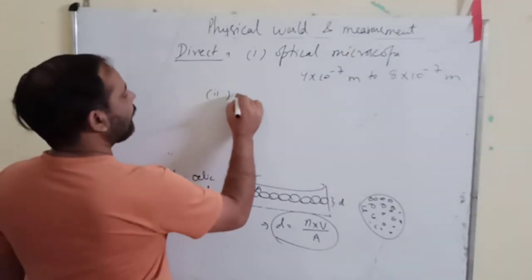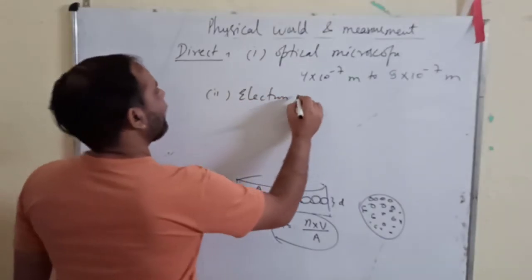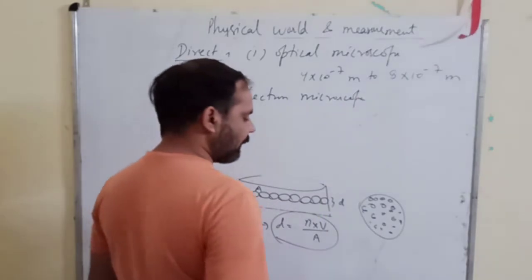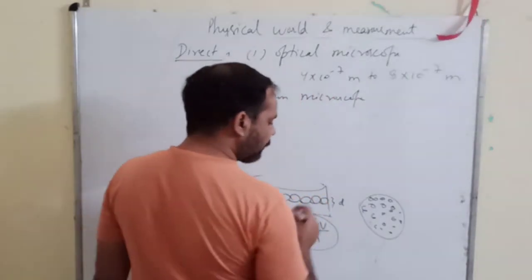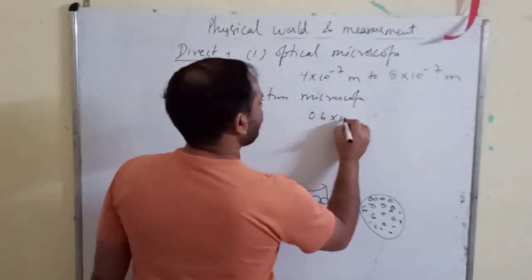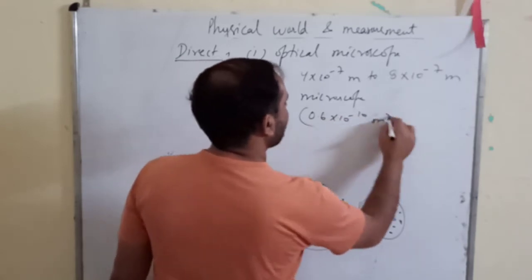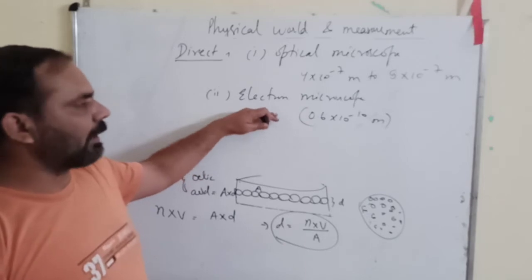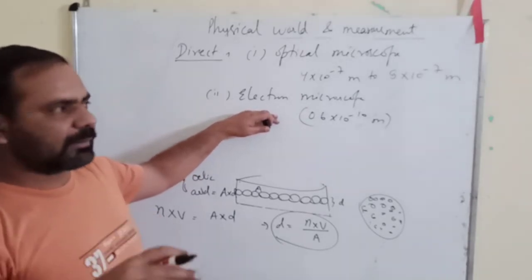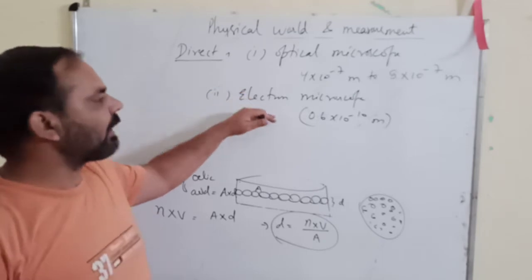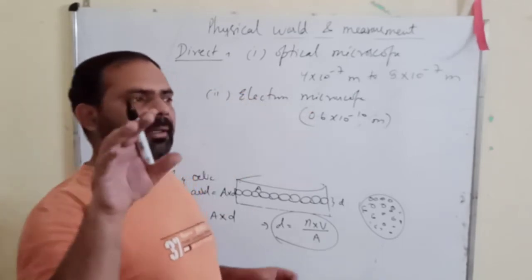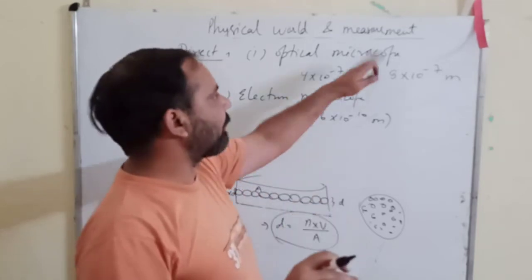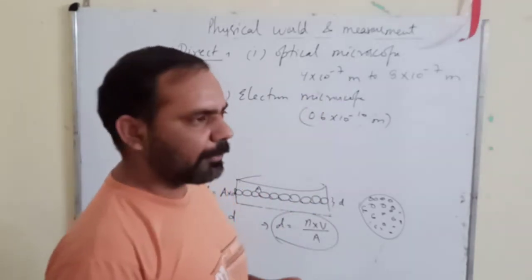Then we have the electron microscope also. Electron microscope can measure up to 0.6 into 10 raised power minus 10 meters. Okay, so it means the electron microscope can see smaller objects as compared to the optical microscope, right?